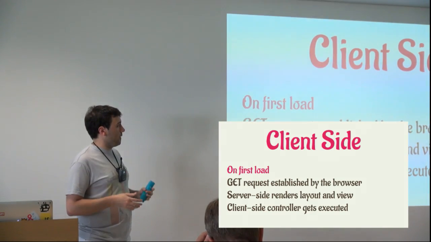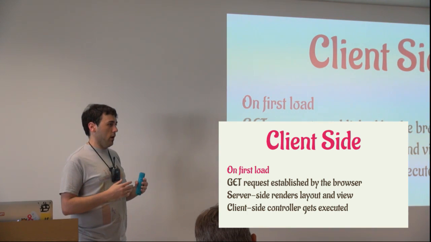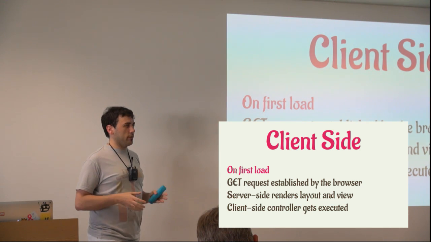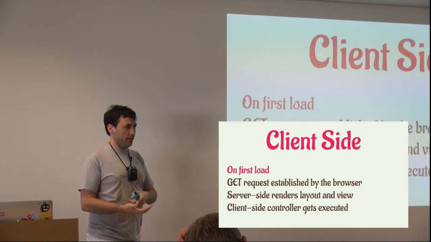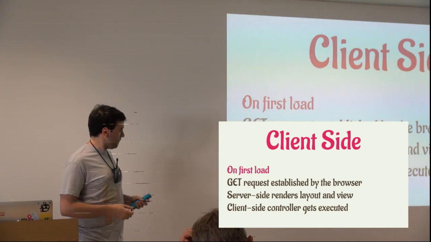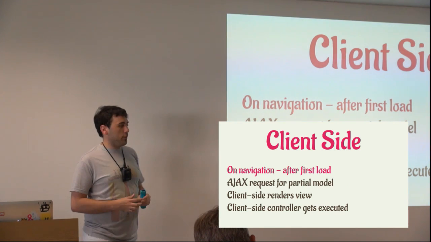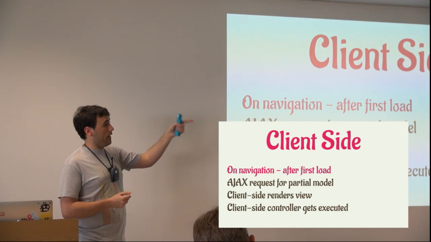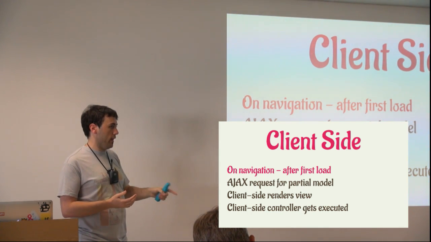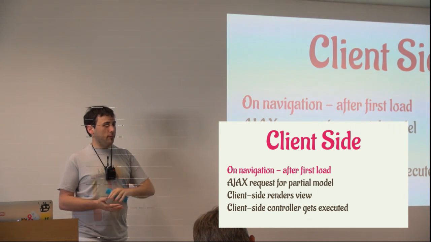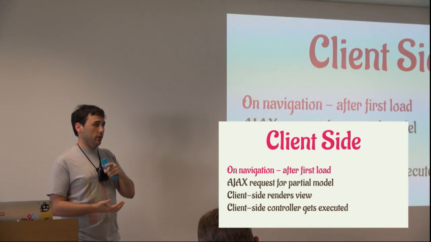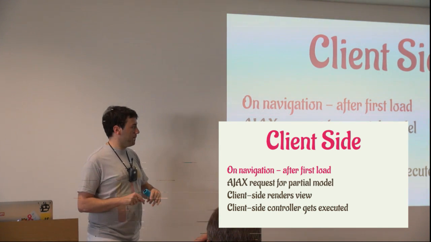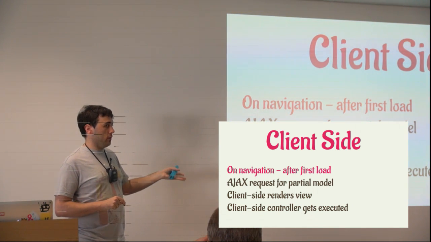So on the client side, on the first load, the browser will make a GET request. The server will say, oh, you want HTML, take the whole thing. And the client side will execute a controller that's specific for that view. But then, after navigation, clicks get hijacked, and you make an AJAX request instead of just navigating to that view. And that means that you'll get the JSON back, and you use the view template on the client side with the model that you just got, render that, and run the client-side controller again.